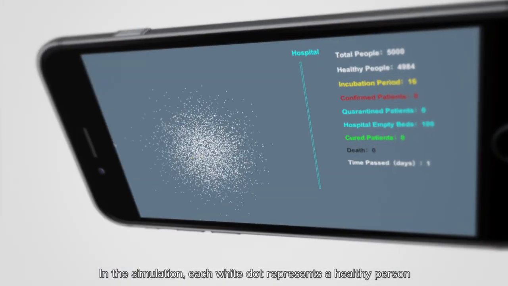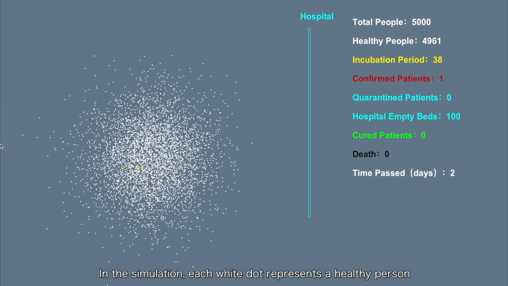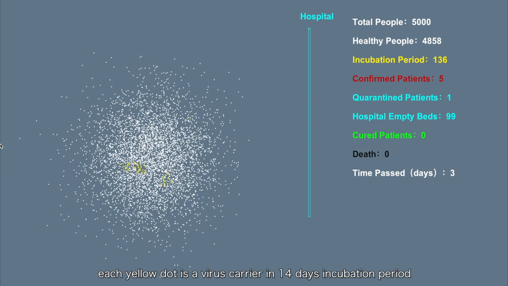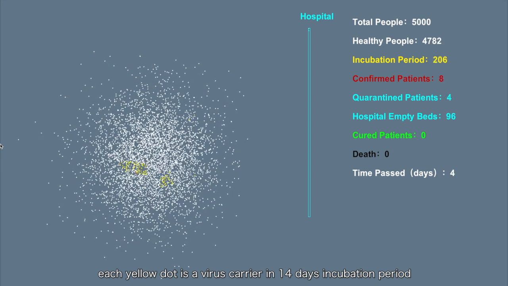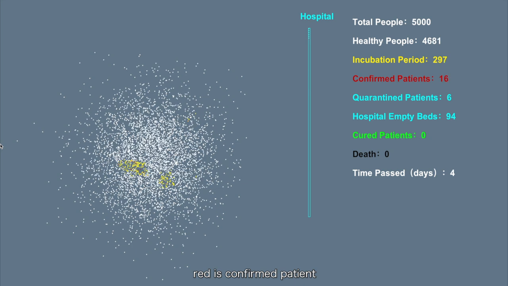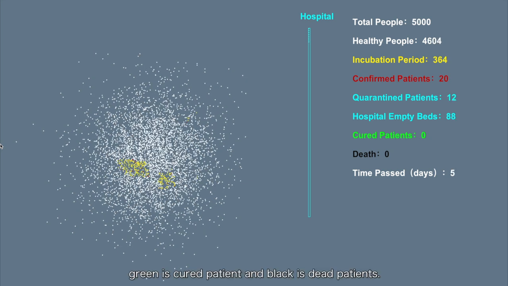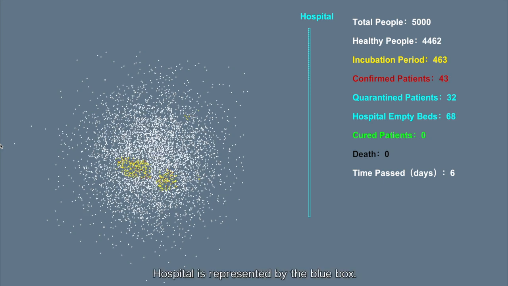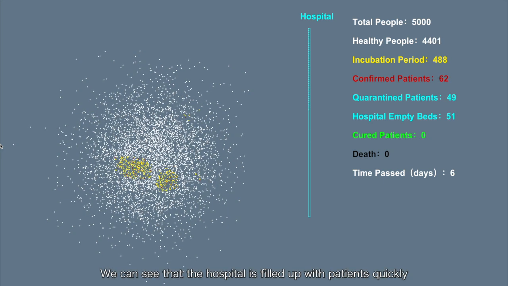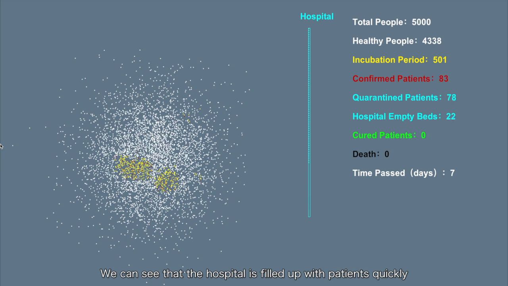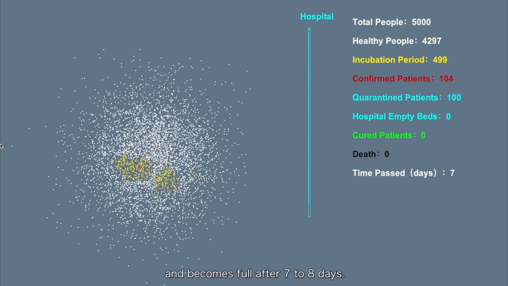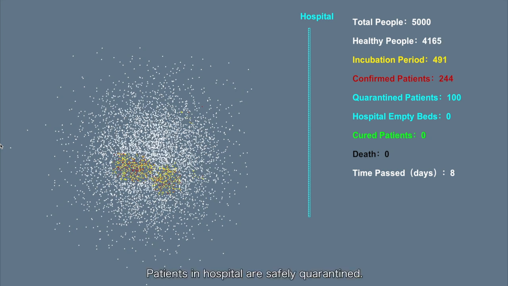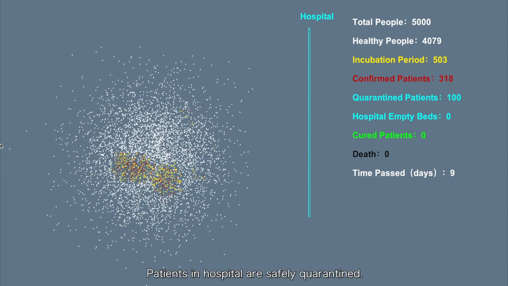In the simulation, each white dot represents a healthy person. Each yellow dot is a virus carrier in 14 days incubation period. Red is confirmed patient, green is cured patient, and black is dead patient. Hospital is represented by the blue box. We can see that the hospital is filled up with patients quickly and becomes full after 7 to 8 days. Patients in hospital are safely quarantined.